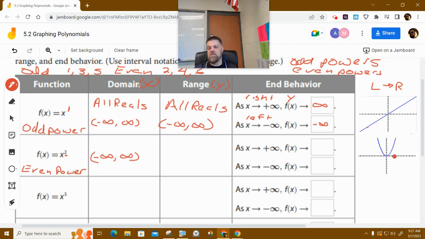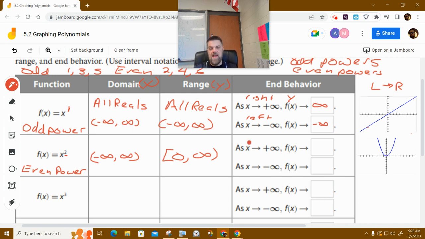However, on the range, am I ever going to have a negative y value? No. The shape of the graph never goes below the x-axis. So my y value, I can have 0 because it passes through the origin. So I can include 0, but the lower boundary will always be 0. The maximum value for y would be infinity. Because we can include the 0, we use the bracket.